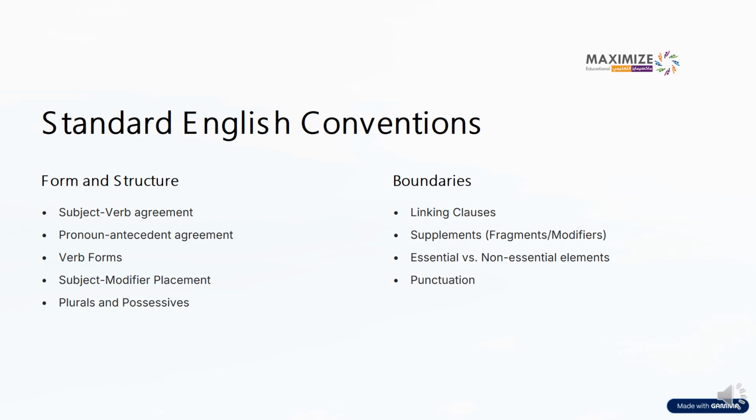Now, standard English conventions, and I believe this is maybe the easiest unit for almost all students, especially here in Qatar. This unit covers form and structure, like subject-verb agreement, pronoun-antecedent agreement, verb form, subject-modifier placement, plurals and possessives. Also, students will learn how to link clauses and supplements, find the difference between essential and non-essential elements, and of course punctuation.